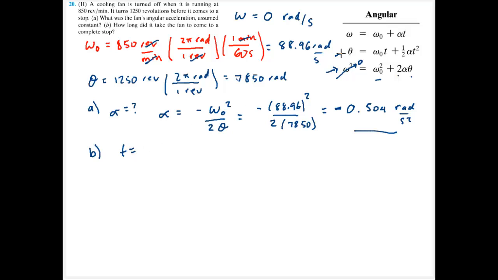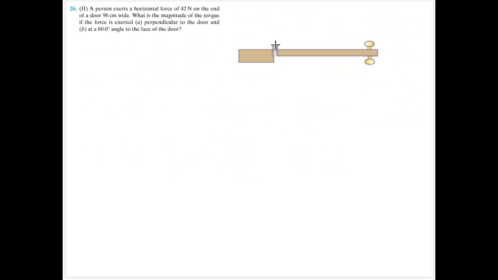For part B, it asks me for the time. If I look at my equations, I could say now go ahead and use this guy, but it's probably actually easier to use this guy where I know that this guy is equal to 0. So if I subtract omega naught from both sides and I divide by t, I can say that my time is going to be negative initial angular velocity divided by the angular acceleration, which now I've solved for. So negative 88.96 radians per second, I divide that by negative 0.504 radians per second squared. The negatives are going to cancel out, and I'm going to be left with 176.5 seconds.